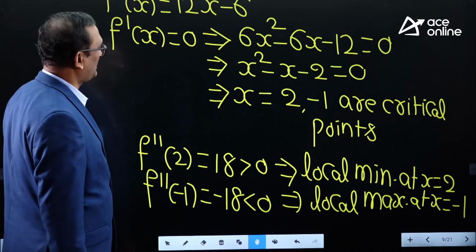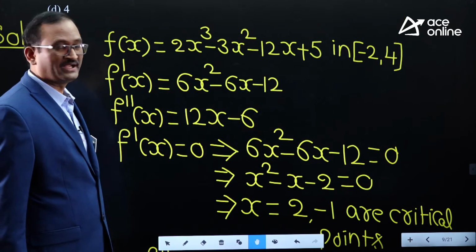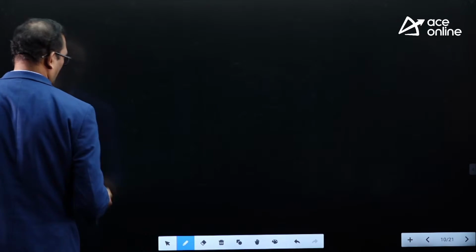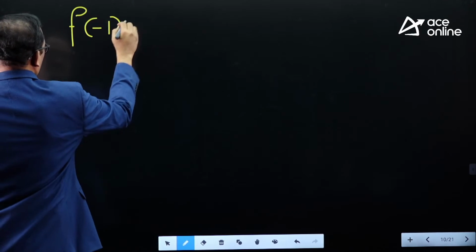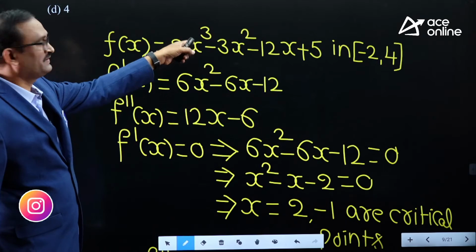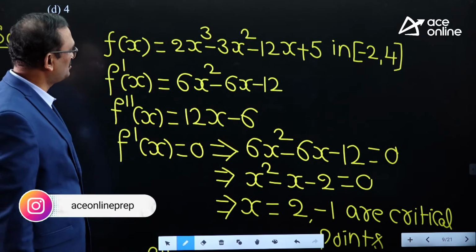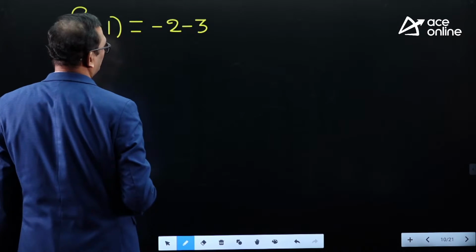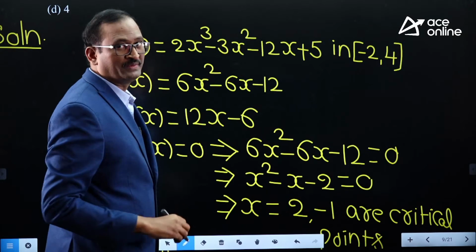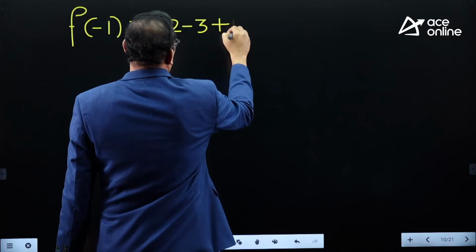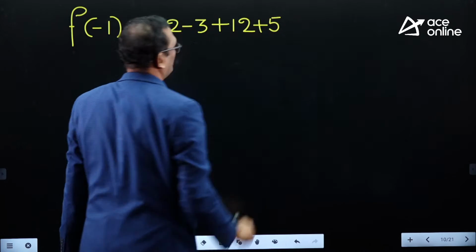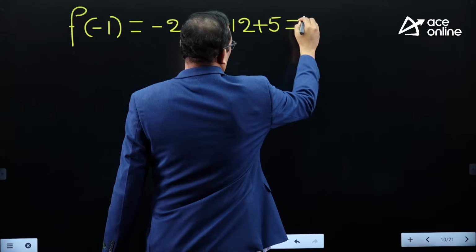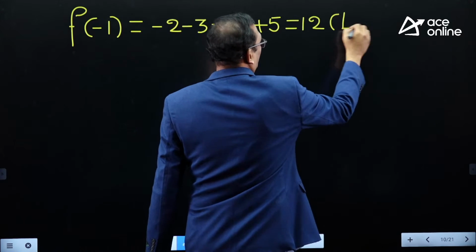So find f of x at minus 1. f of minus 1 is equal to 2 into minus 1 whole cube, minus 2, minus 3 into minus 1 whole square, minus 5, minus 12 into minus 1, plus 12, plus 5. That is 17 minus 5, which is 12. What is this? This is the local maximum.